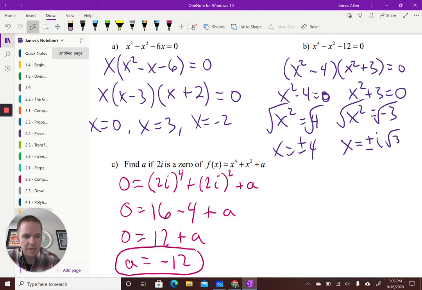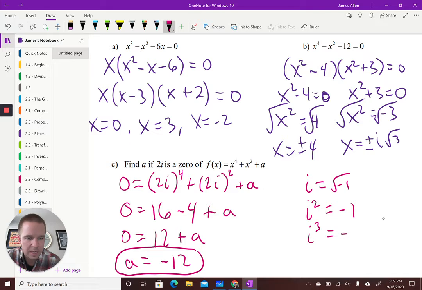A little side note here. Remember, i is equal to the square root of negative 1. i squared is equal to negative 1. i to the third is equal to negative i. And then i to the fourth is equal to positive 1.